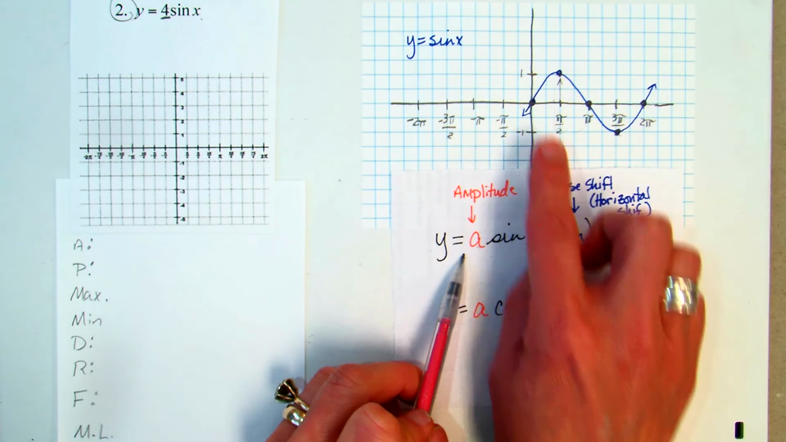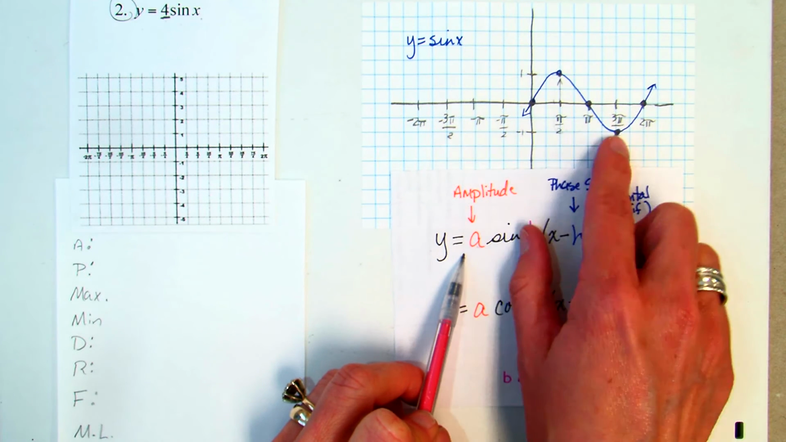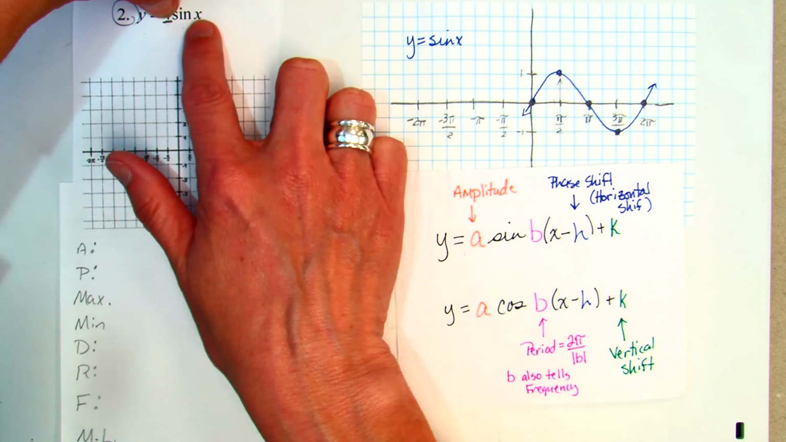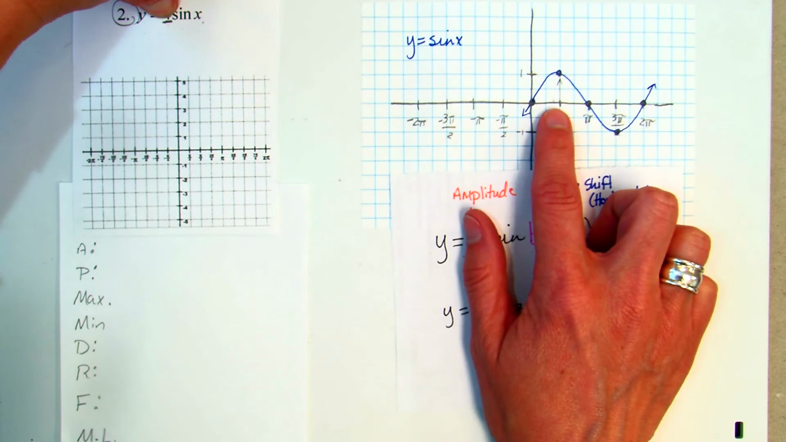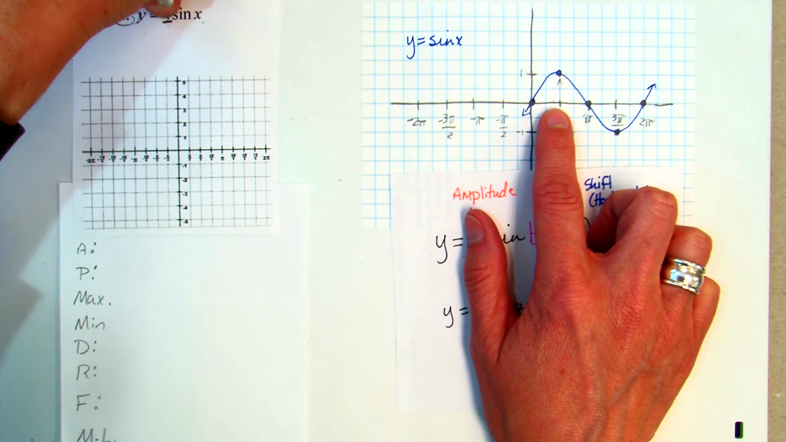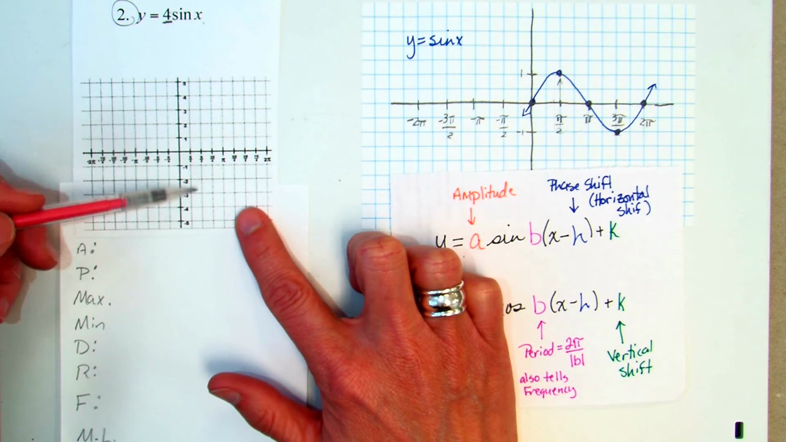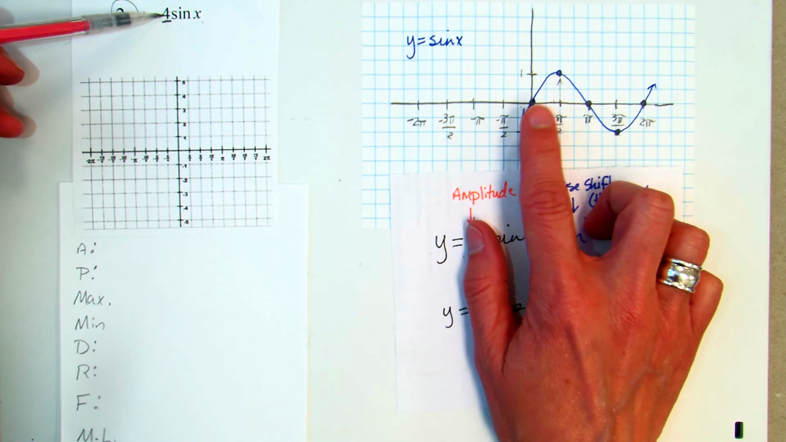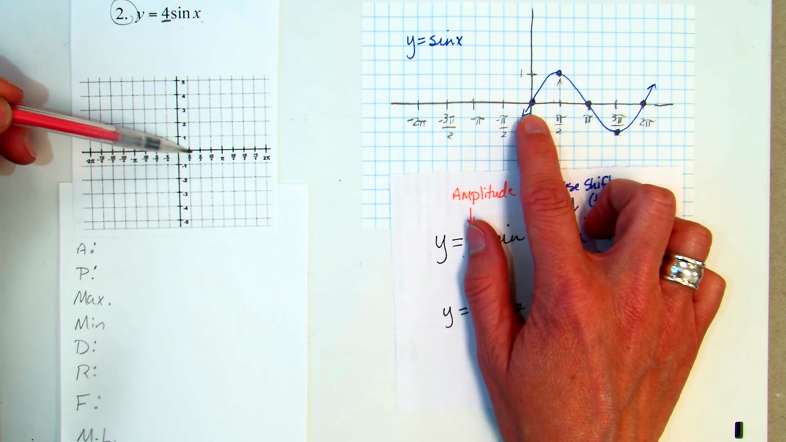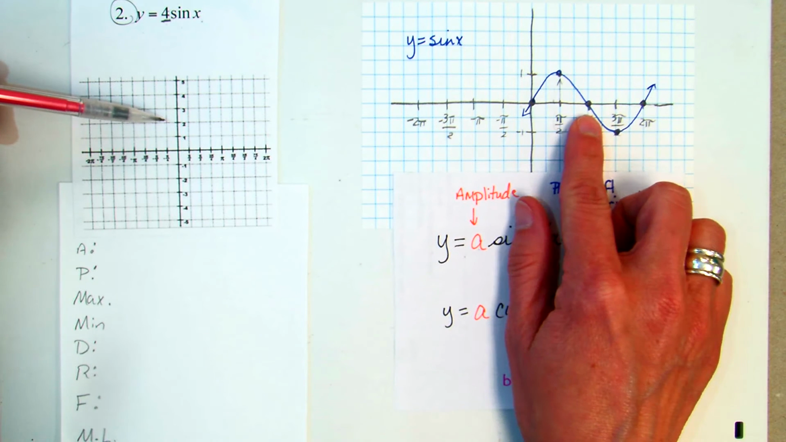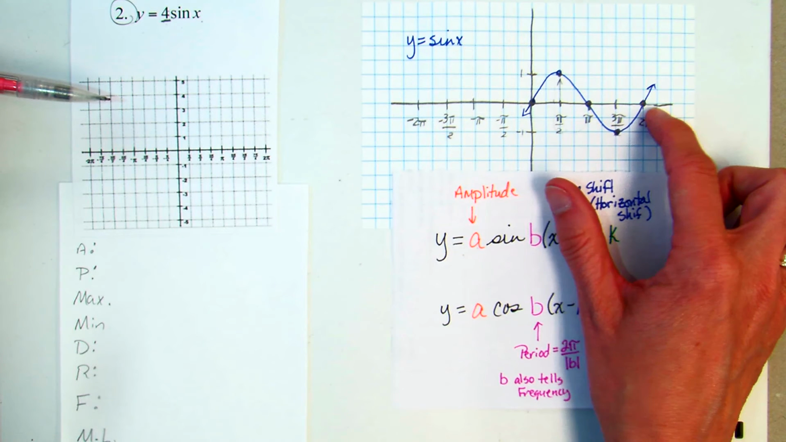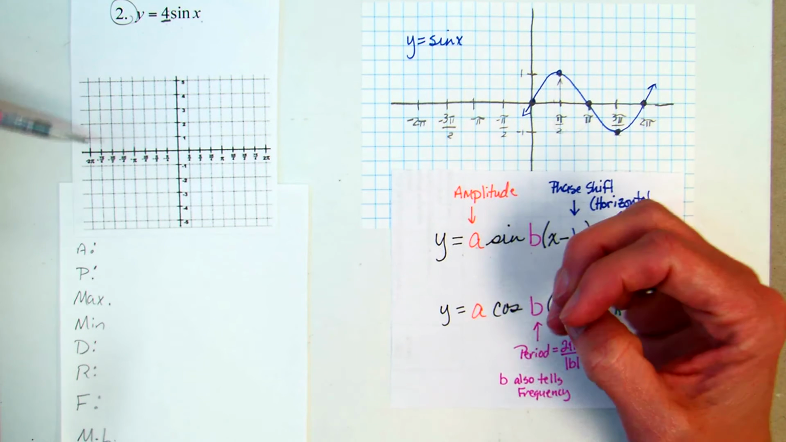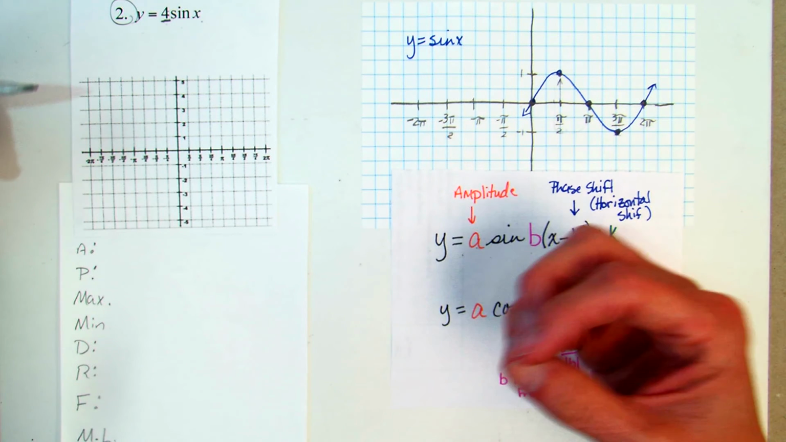So the original y values are 0, 1, 0, negative 1, 0. If I take that 4 off, notice you have y equals the sine of x. Those are the original y values. Now I'm going to multiply them times 4. 4 times 0 is 0. 4 times 1 is 4. 4 times 0 is 0. 4 times negative 1 is negative 4. And 4 times 0 is back to 0. So my y values are not going to be 1s and negative 1s and zeros. It's going to be 4s and negative 4s and zeros.